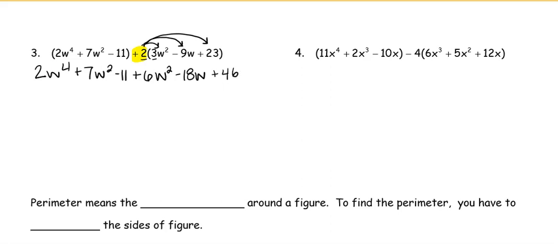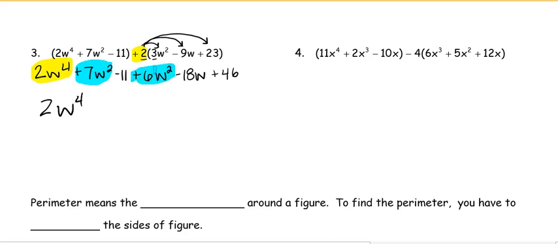So let's start with our highest exponent. Our highest exponent is 4. Any other 4s? I don't see any. So we're going to go 2w to the 4th. So if there's nothing to combine with it, just bring it down. And again, we have to go from biggest exponent to smallest. So our second one is w squared. We've got another right here. So 7 plus 6 is 13w squared.